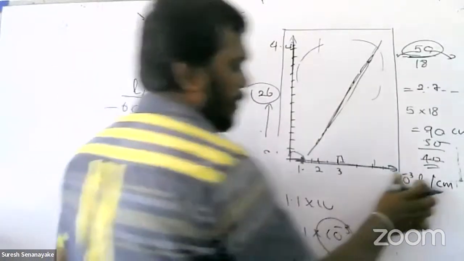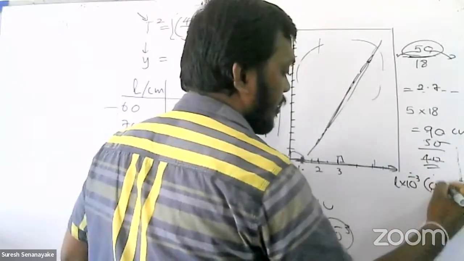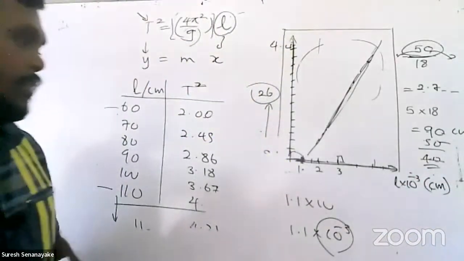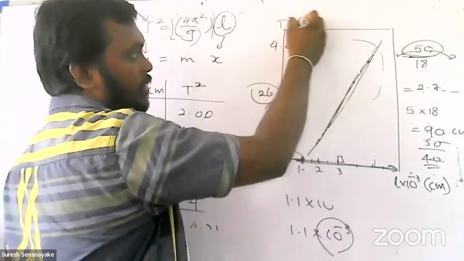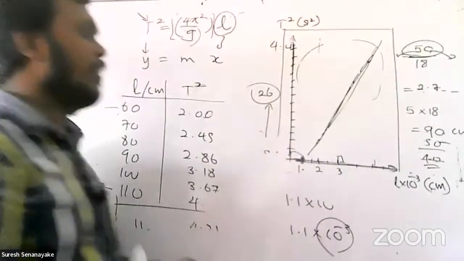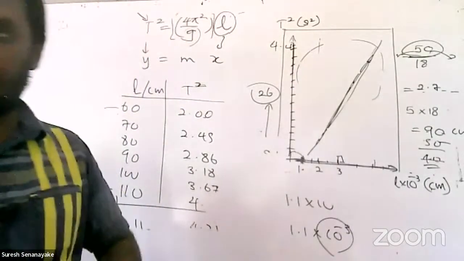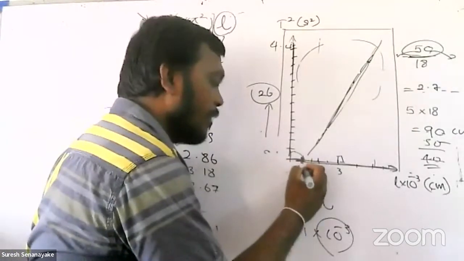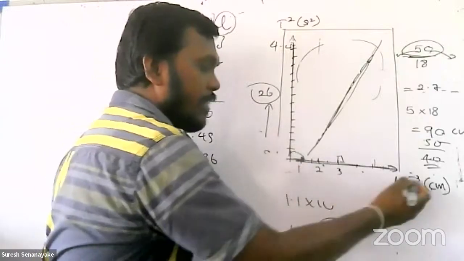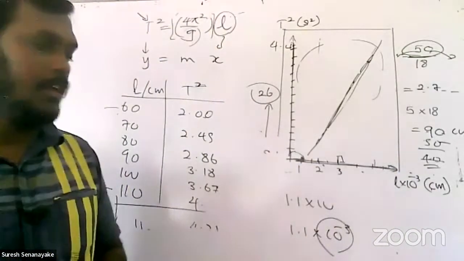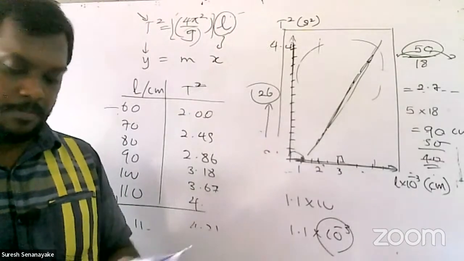You can write this as L times 10 to the power -3, in centimeter, within brackets. And this side is t squared, which is measured in square seconds. I need to label it. If there is a common power of 10, you don't need to write 10 to the -3 at every value. You can write the common power at the end of the axis. Clear?